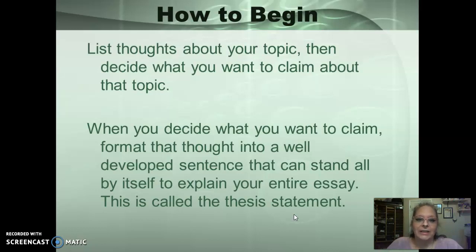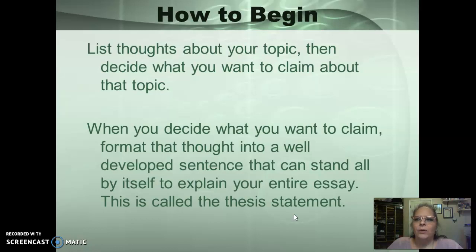After you have your topic, there are different ways you can begin. One, you can just start with a list. Just write everything you can think of and just start listing all these things about your topic. And then by looking at this list, you can maybe see connections in there of some of the things you wrote about to decide what it is that you want to claim about your topic. And then that claim that you make, that is called a thesis statement. It's the one sentence your entire essay is about.